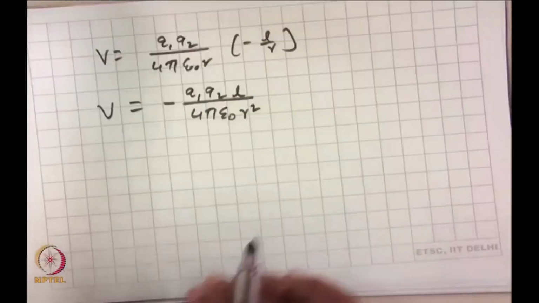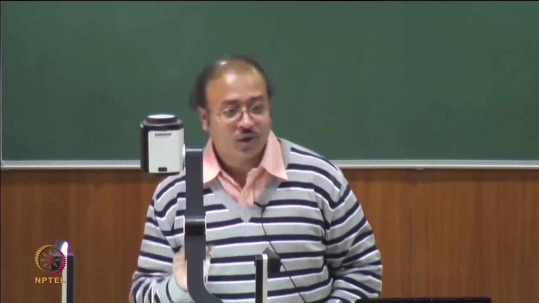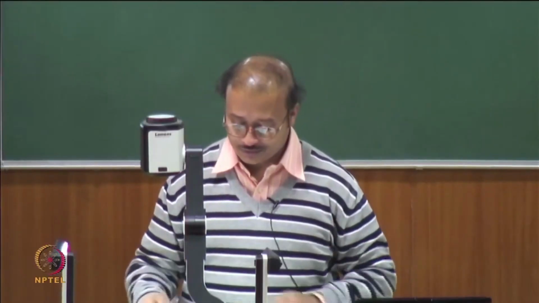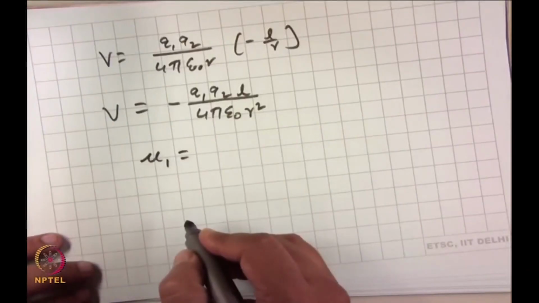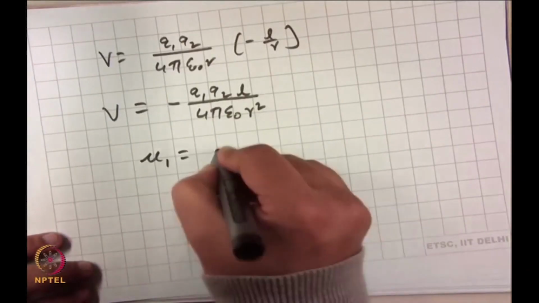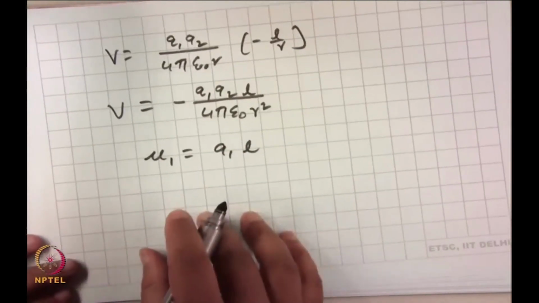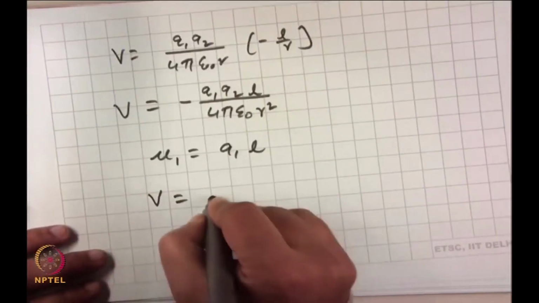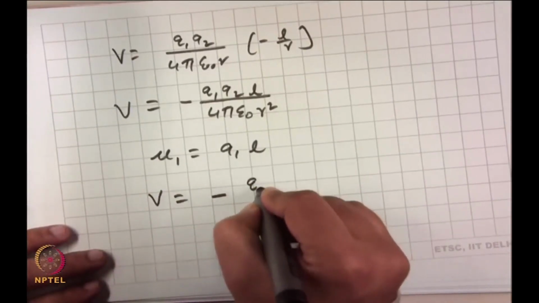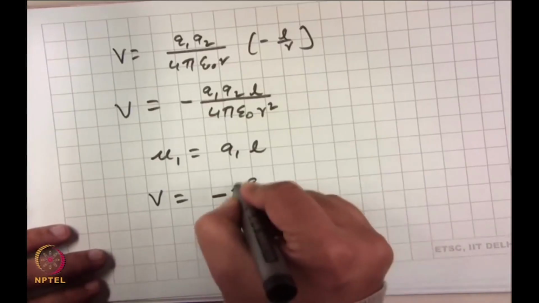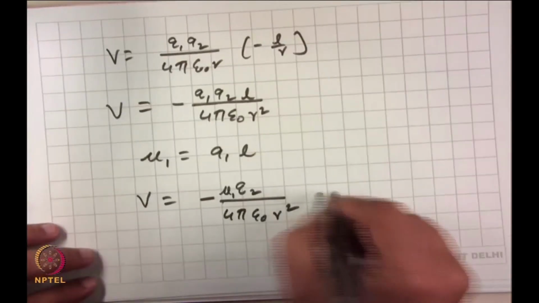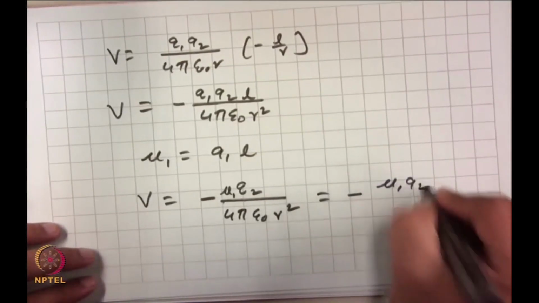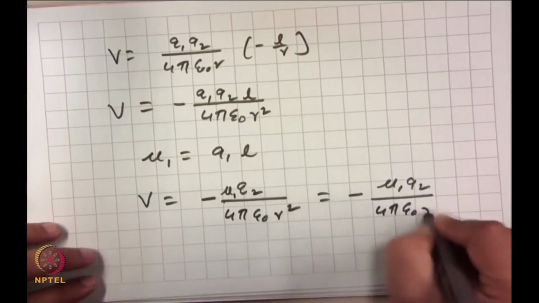Now that is one. Can you tell me how we can simplify it further? There is one substitution we can make, tell me quick. You have this, right? What is mu 1 equal to? Q1 into L, right? That is what the definition of a dipole moment was. So then V becomes equal to what? Minus Q2, right? Then mu 1 over 4 pi epsilon 0 R squared. So let me write in a better form, minus Q1 Q2 over 4 pi epsilon 0 R squared.